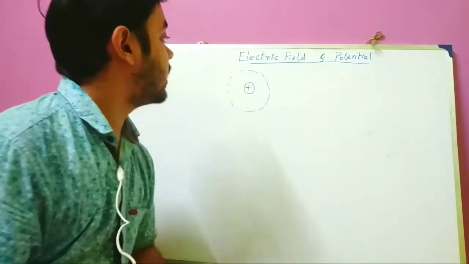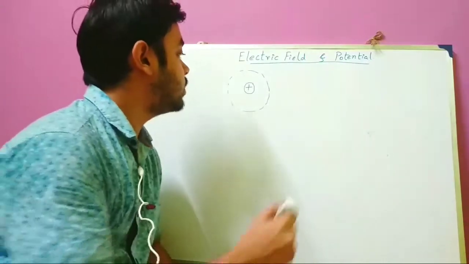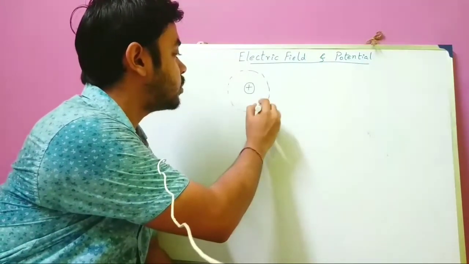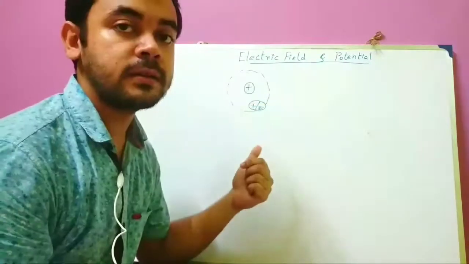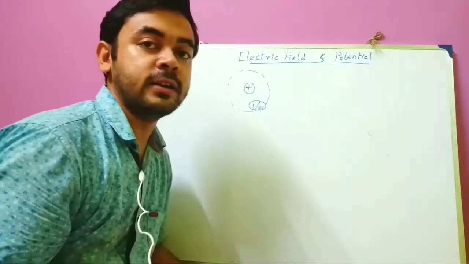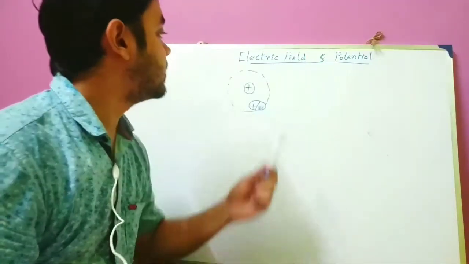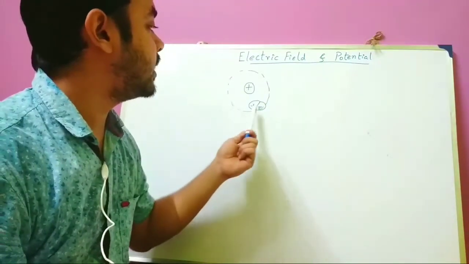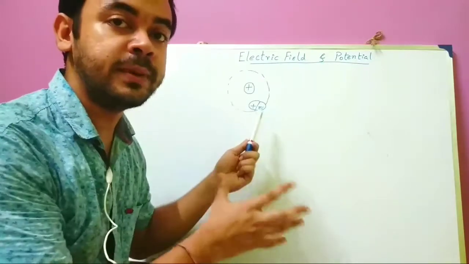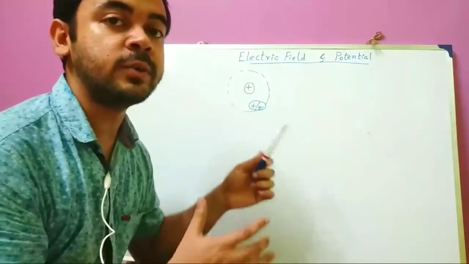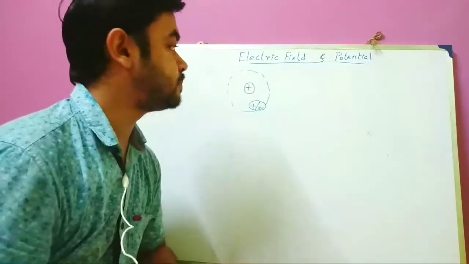Now, in this electric field, if we put another positive or negative charge, a force will act on this positive or negative charge. If this charge is positive and we bring a positive charge, then they will repel each other, and if this charge is positive and we bring a negative charge, they will attract each other.